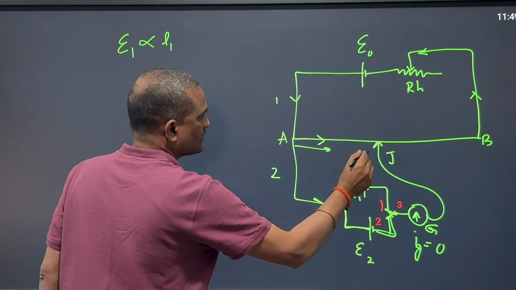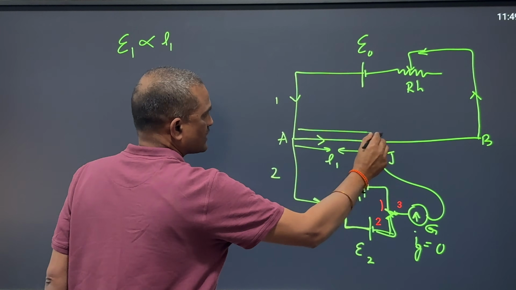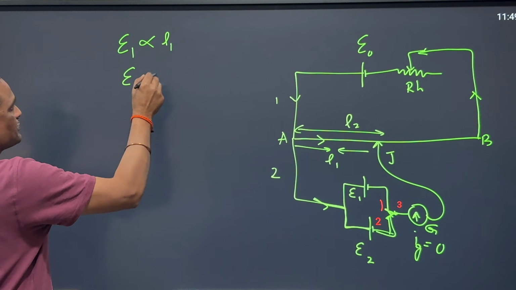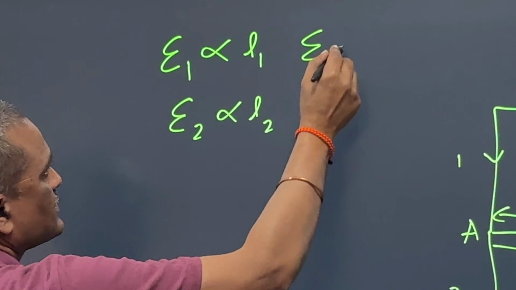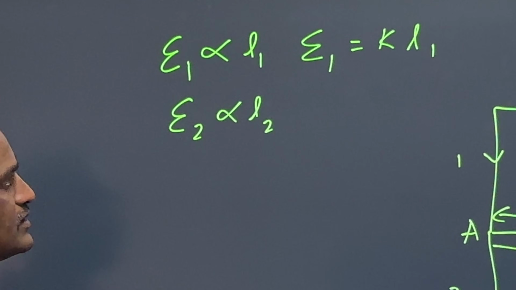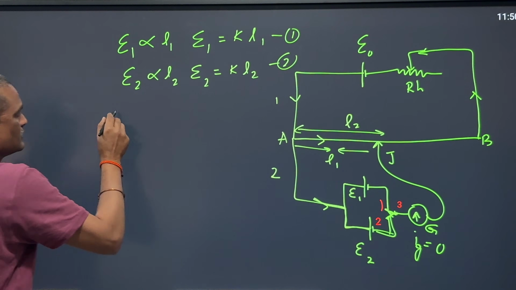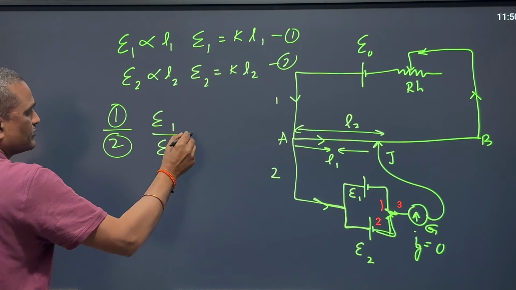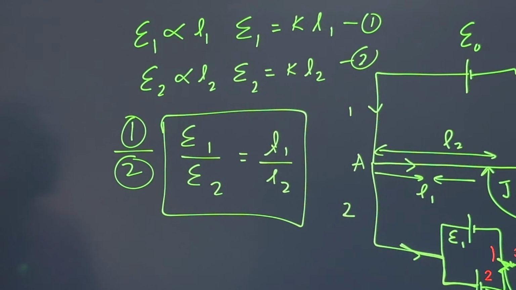So the balancing length in the previous one is L1. Now when I move the jockey from A to B in the second case, let us say the balancing length is L2. So E2 is proportional to L2. Whenever there is a proportionality relationship, we can put a constant. Let us say that proportionality constant is K. So I can write this equation as E1 is equal to KL1. Similarly, E2 is equal to KL2. So dividing 1 by 2 will give E1 by E2 is equal to L1 by L2. It is enough to compare the EMFs of two given electric cells.